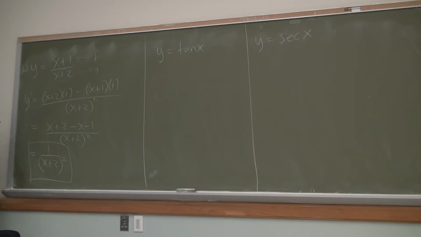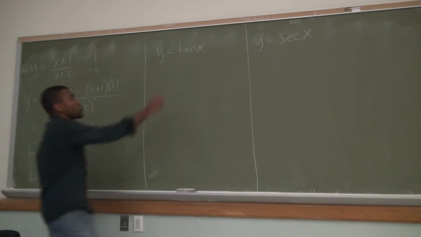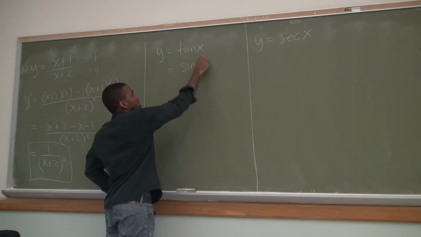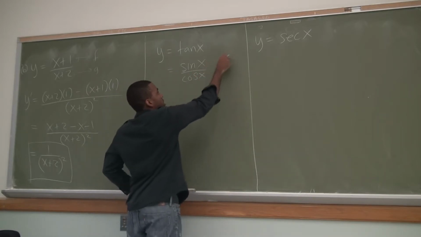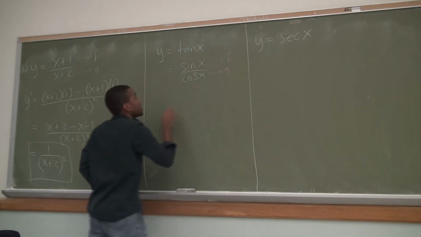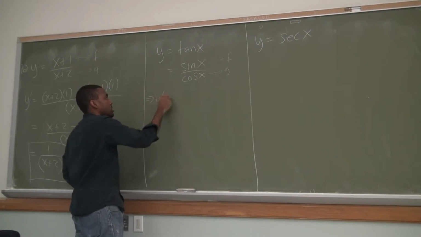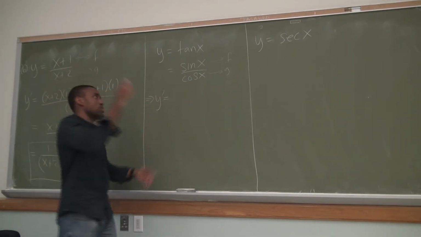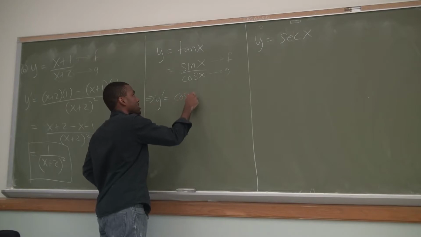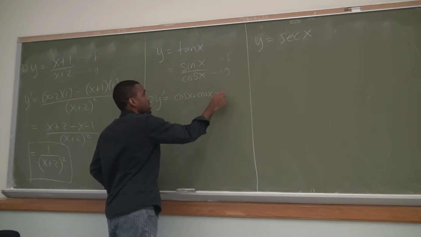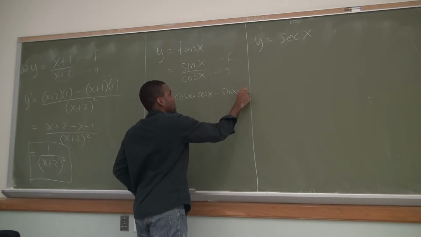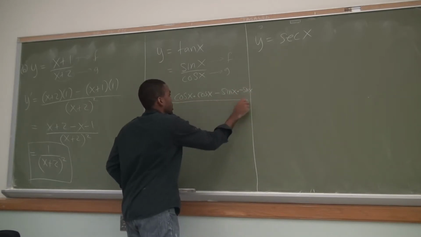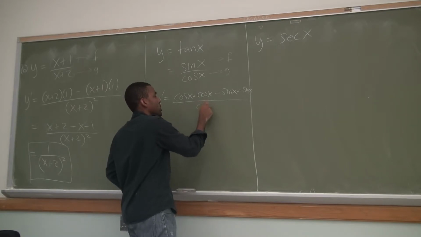How would you figure out the derivative of tangent? Realize that you're trying to say sine over cosine, which means that this is the f, that's the g. So then it's the bottom times the derivative of the top, minus the top times the derivative of the bottom, over the bottom squared.